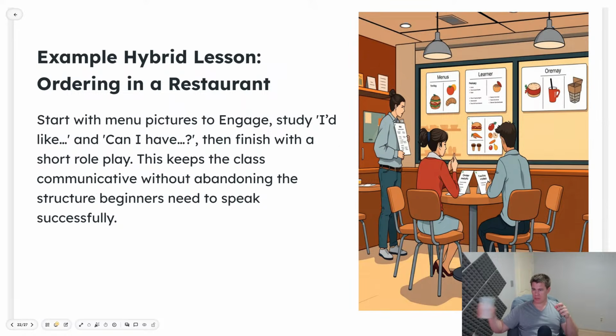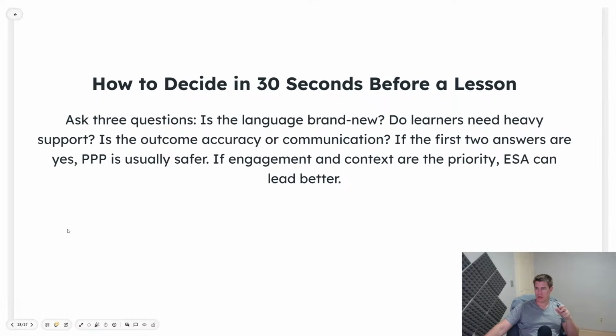Now, let's look at an example of a hybrid lesson. Ordering at a restaurant. You can start with menu pictures to engage. Study "I like," "can I have," then finish with a short role play. This keeps the task communicative without abandoning the structure beginners need to speak successfully. So, how to decide in 30 seconds before a lesson?